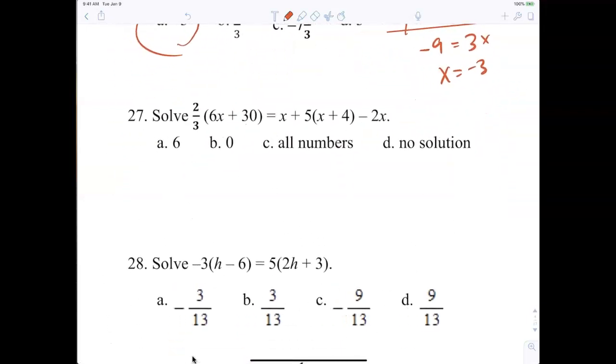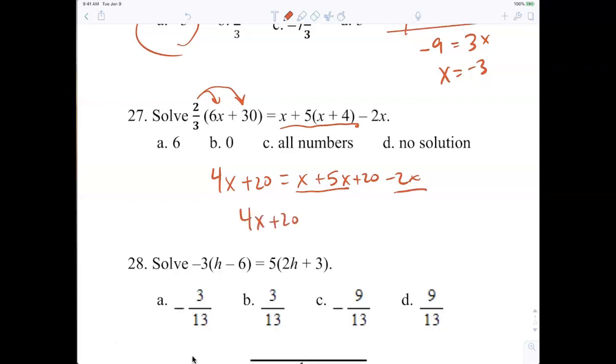Alright, now in 27, it involves doing the distributive property, and then we have to combine some terms. So when we do the distributive property, we end up with 4x plus 20 equals x plus 5x plus 20 minus 2x. Then what we do is x plus 5x is 6x minus 2x is 4x. So now we end up with 4x plus 20 is equal to 4x plus 20. Well, that's an identity, remember? An identity, that means you're all real numbers. Any number will work. That's why the correct answer was C.